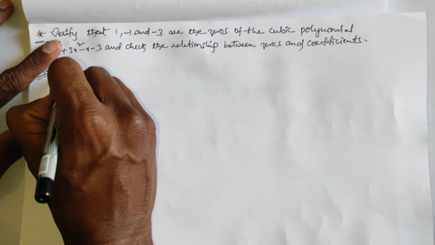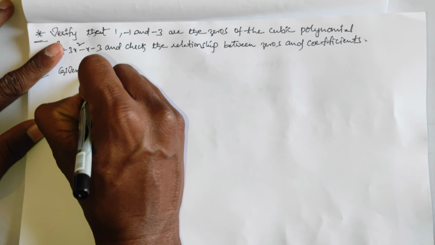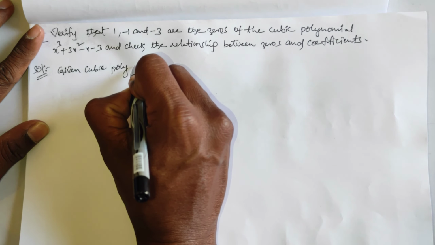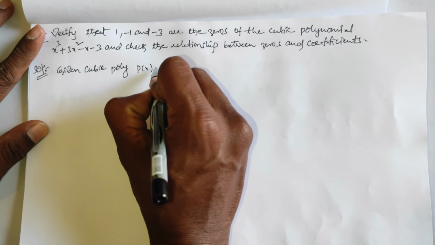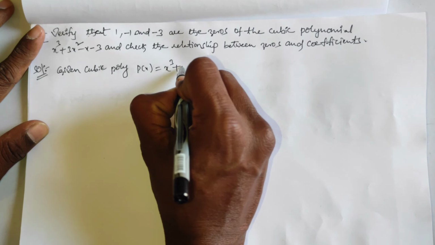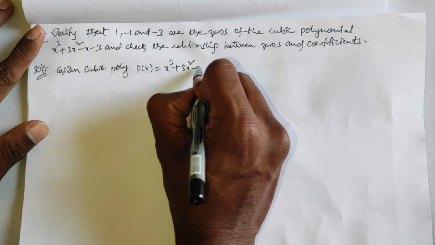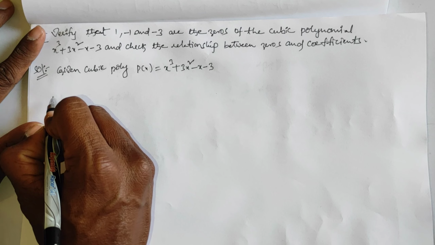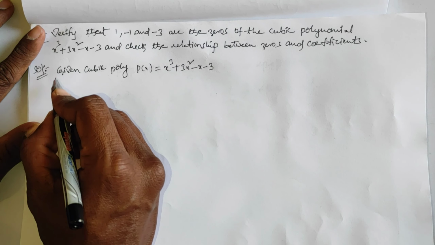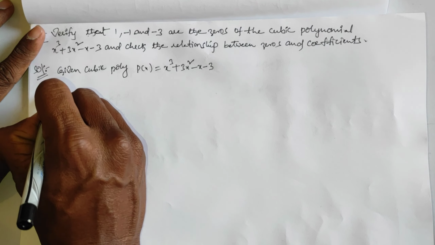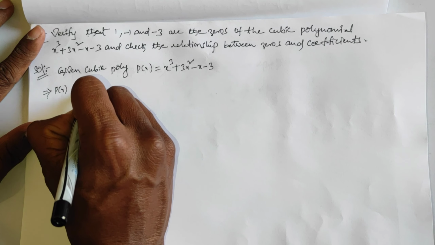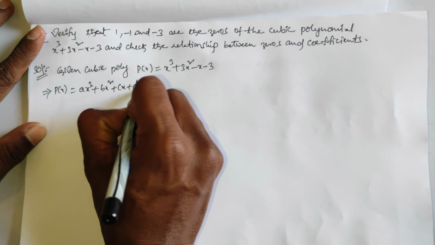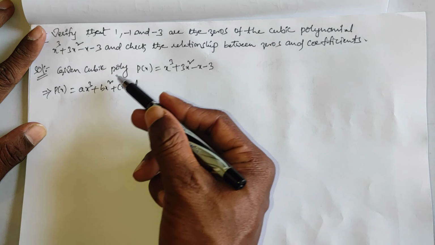So the given cubic polynomial is P of x equals x cube plus 3x squared minus x minus 3. Okay. So this one we will compare with the standard form of the cubic polynomial. So what is the standard form of the cubic polynomial? P of x equals ax cube plus bx squared plus cx plus d.